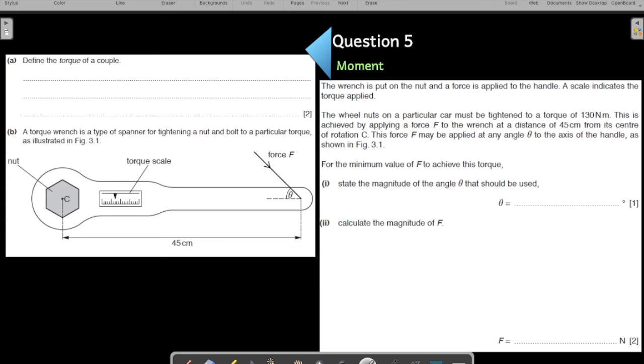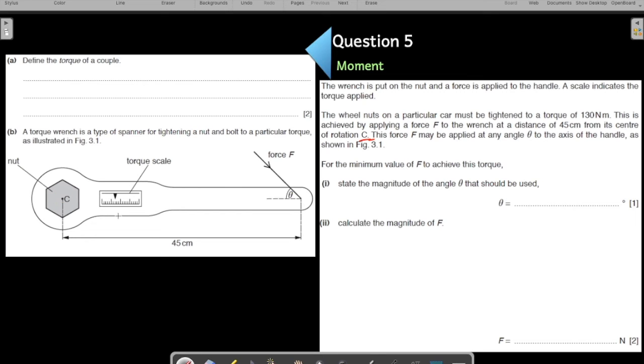So a torque wrench, I'm on the B part now. A torque wrench is a type of spanner for tightening a nut and bolt to a particular torque, as illustrated in this figure here. The wrench is put on the nut and the force is applied to the handle. A scale indicates the torque applied. So the scale here indicates the torque applied. The nut on a particular car must be tightened to a torque of 130 newton meters. This is achieved by applying a force F to the wrench at a distance 45 centimeters from its center of rotation C. So let us locate all the information which is given in the question.